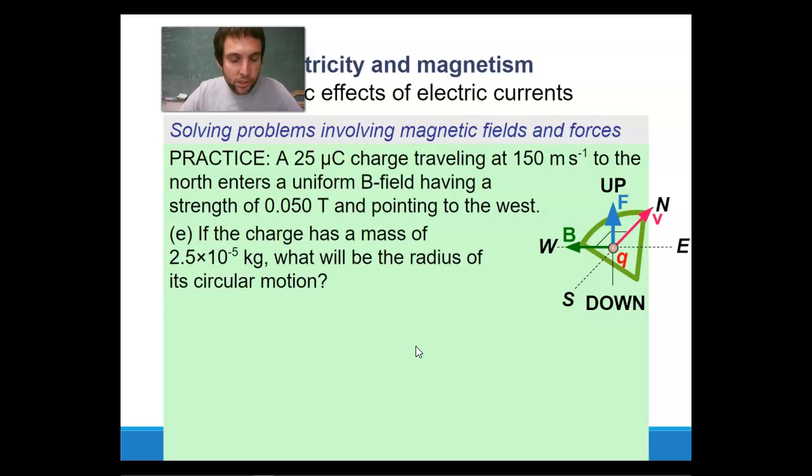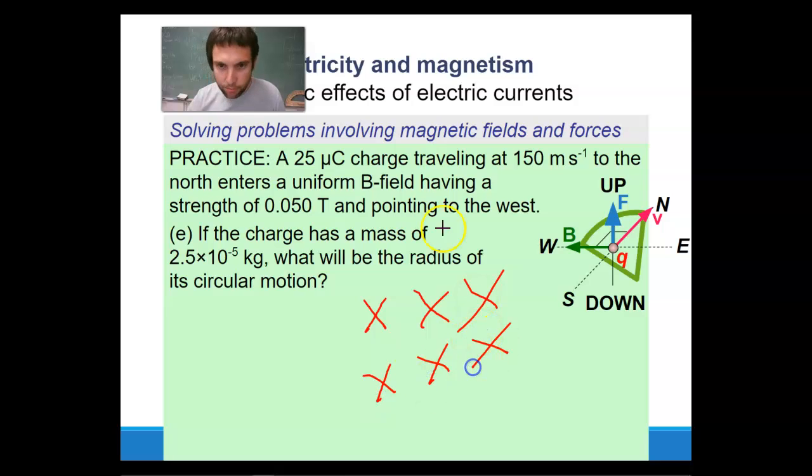Still dealing with the same situation. Part E: if the charge has a mass of that, what will the radius of its circular motion be? A fun fact: this is actually how masses of particles are detected. Sending your particle through a magnetic field is going to deflect it some radius. Let me get a quick B field here going into the page. If you have a massive charge, then that charge is going to go through here.